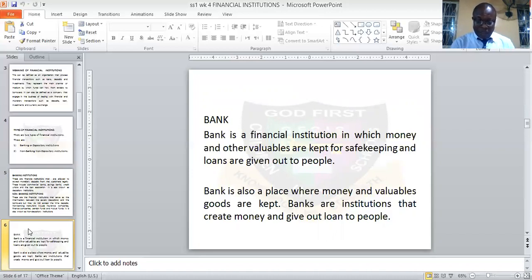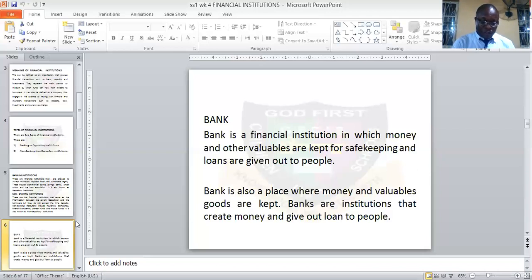Then let us look at another way to define a bank. A bank is also a place where, not just where we keep money, that is the definition of a layman, it's also a place where money and valuable goods are kept. Banks are institutions that create money. They make sure that they generate money. They try to bring income for the company, and they also give out loans to people.